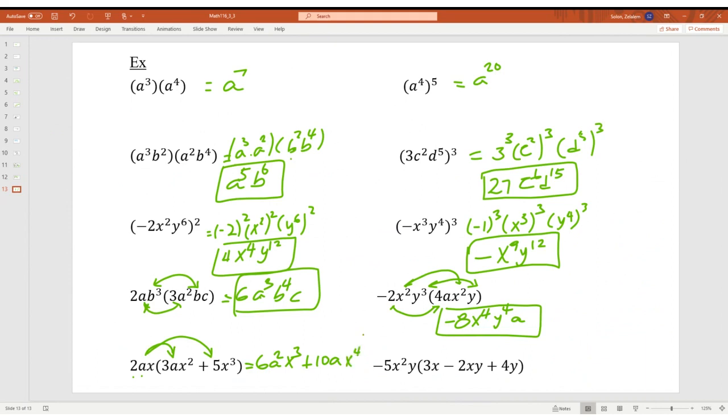Okay, that's it. So this is the lesson for today. We saw how to add and subtract polynomial expressions, and also we saw how to multiply binomials, monomials, and trinomials. And finally, we saw the properties of exponents and how to use them to simplify expressions. Any question, you are welcome to ask.